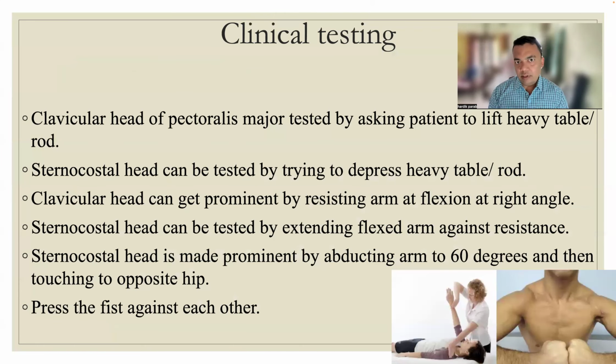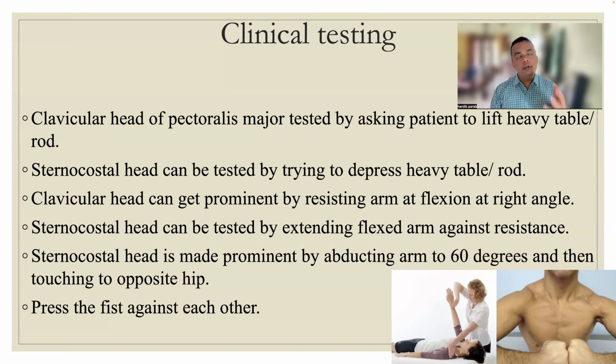It is important that if you get a patient who is having a problem with the pectoralis major, you know how to find it out. That is done by manual muscle testing. The clavicular head of pectoralis major is tested by asking the patient to lift a heavy table or rod. So you ask the patient to lift some heavy object. If they are able to lift, we can think that yes, the clavicular head of the pectoralis major is working.